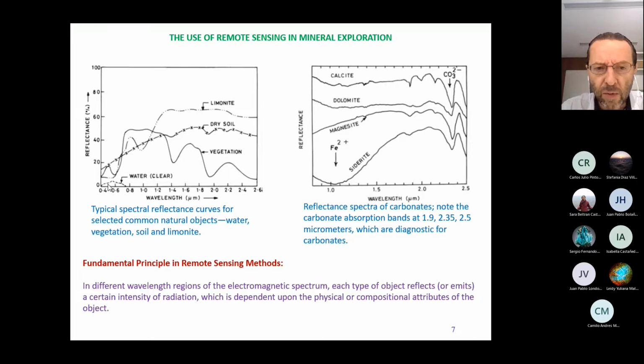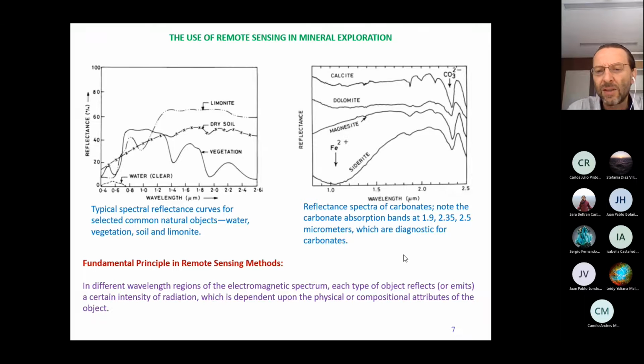Now, in mineral exploration, this is a fundamental principle in remote sensing methods, because we take advantage of the fact that different materials reflect differently. The intensity of radiation that comes from different materials is different, and this depends on the actual physical attributes of the material.